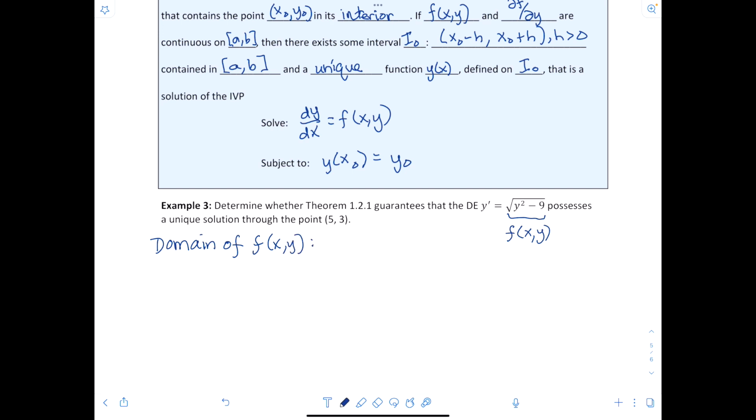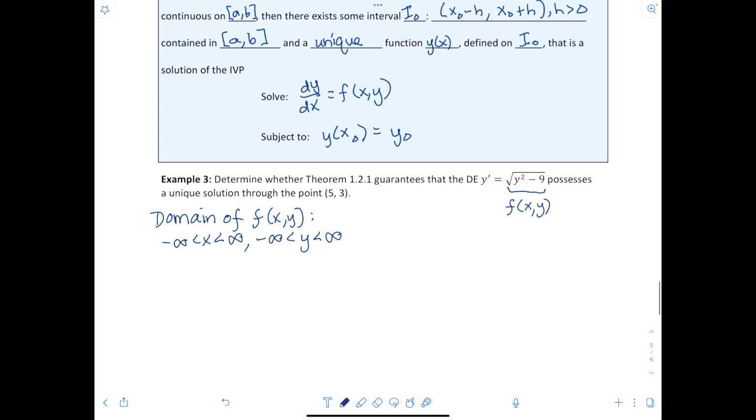All right, so x has no limit, right? So x can go minus infinity less than x less than infinity. Now, the function of x and y doesn't have a limit either, right? Minus infinity less than y less than infinity. So it checks off that particular condition, we're cool. But what about the first partial of this function f with respect to y?